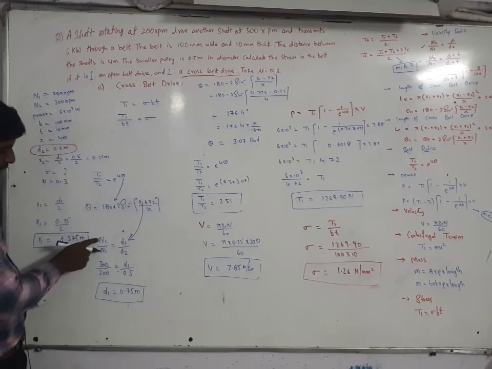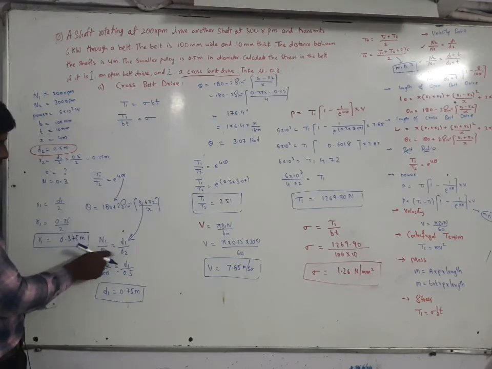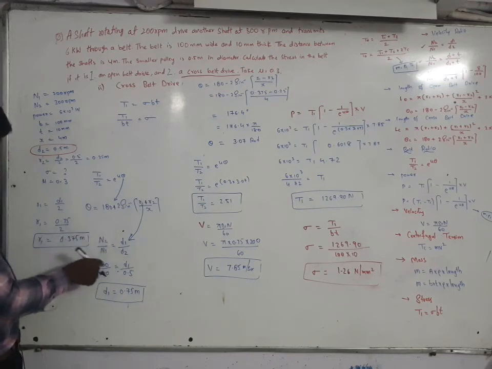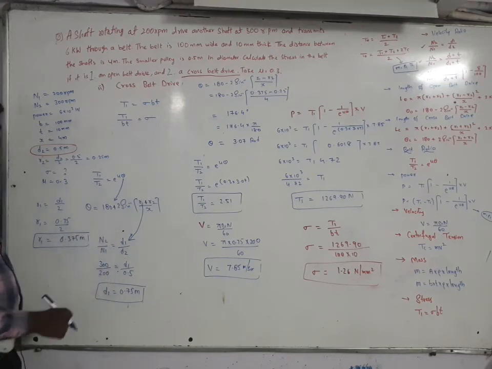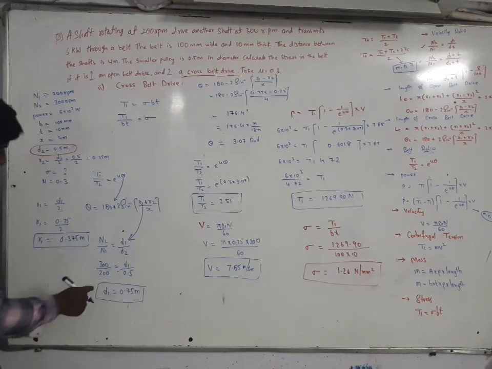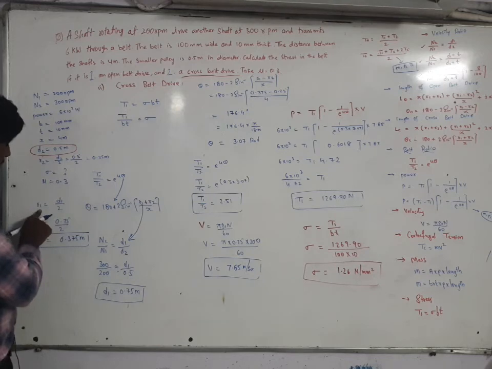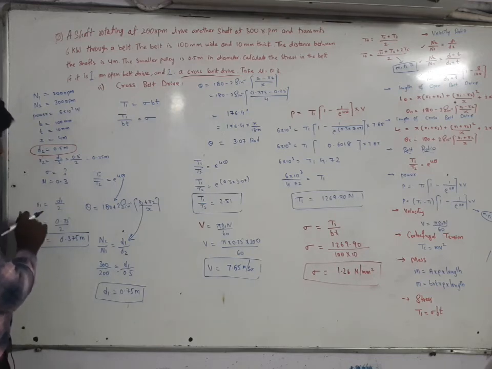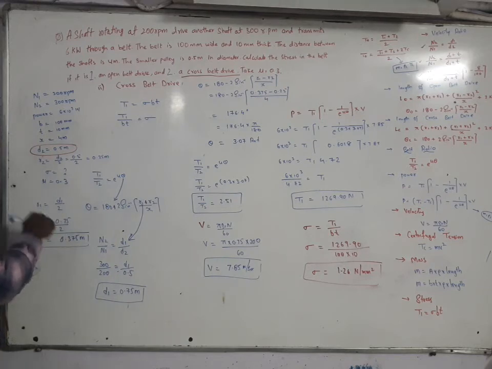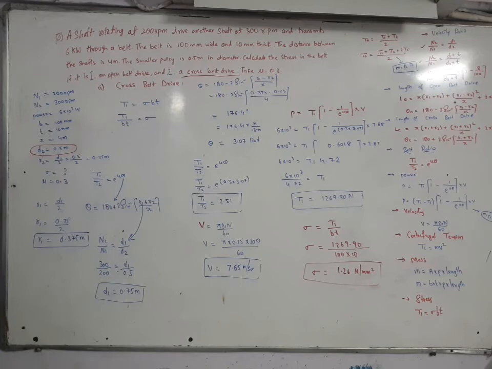Next one is N2 by N1 is equal to D1 by D2. So everything is there, and with the help of that you will get the value of D1. If you want to find out R1, R1 is equal to D1 by 2, R1 is equal to 0.75 divided by 2, here you will get the value of R1. This is the value of D1 and this is the value of R1.